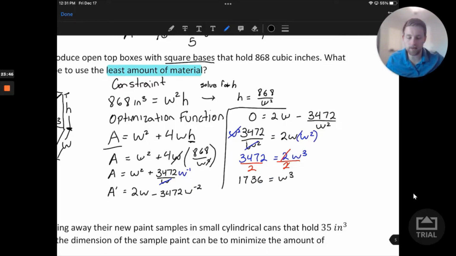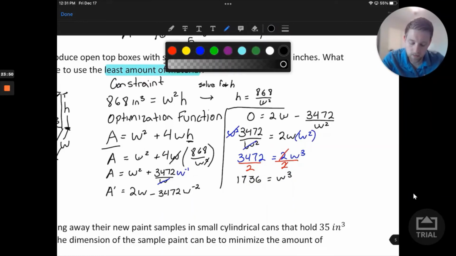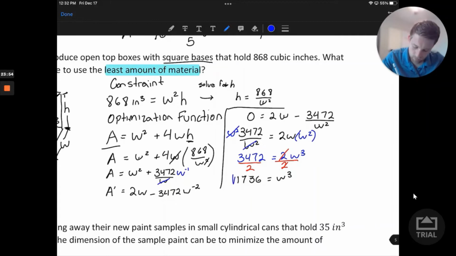And last but not least, we'll need to take a cube root of both sides to get to the value of W. So we'll take a cube root and a cube root. Another reminder, when we take say a cube root of a value x, another way to express that, especially in your calculator, might be helpful, is to take that to the 1/3 power.